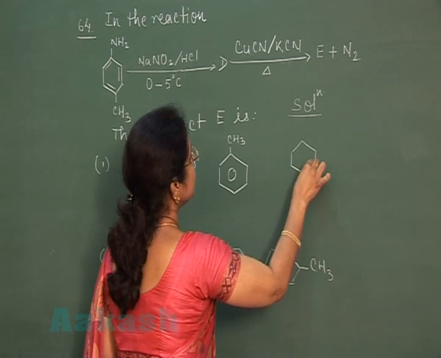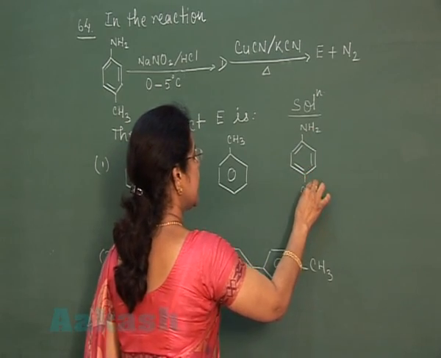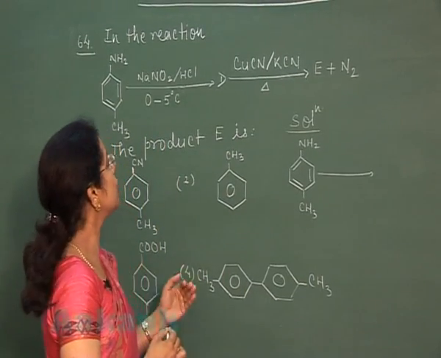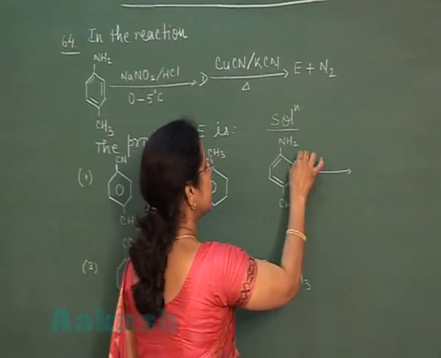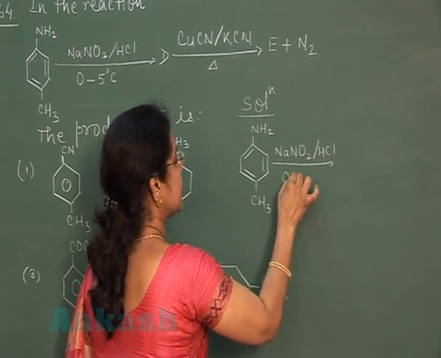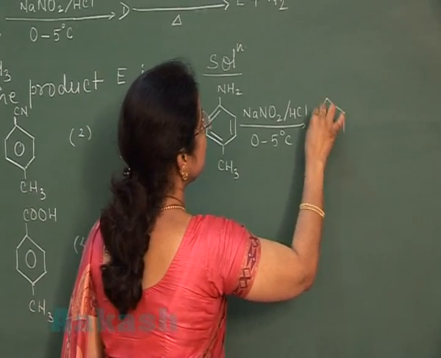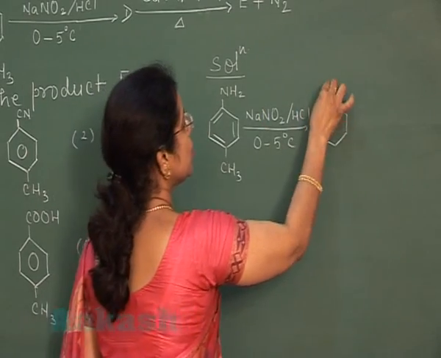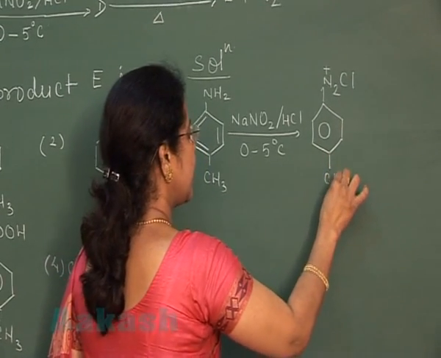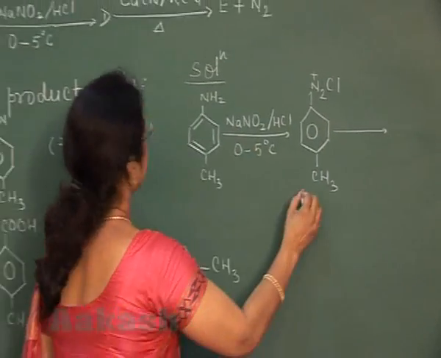The compound given is toluidine, NH2, this is CH3. When this compound is treated with NaNO2, HCl, 0 to 5 degrees Celsius, at this condition, the reaction product will be diazonium salt. NH2 group of aniline converted into diazonium salt and methyl group of benzene ring remains as such. The second step, this is the product D.